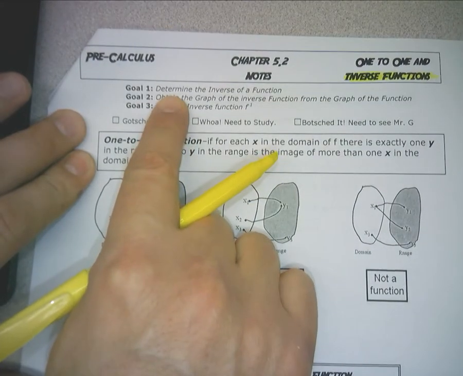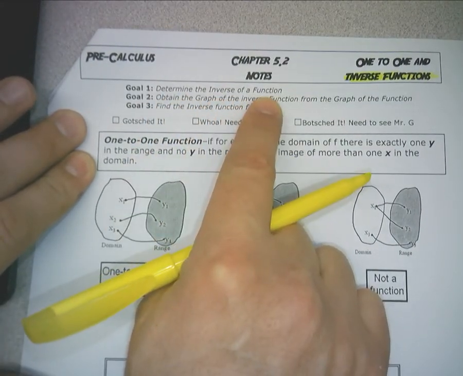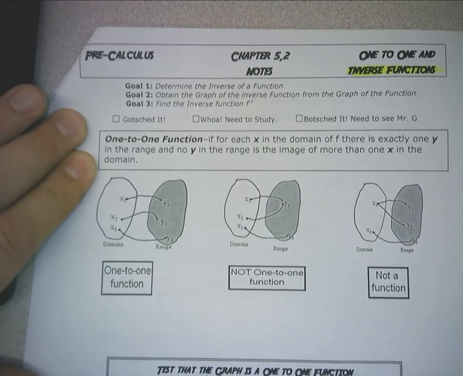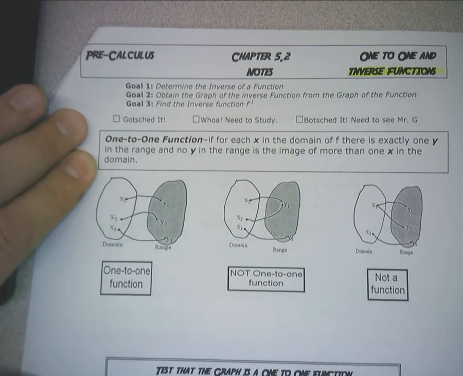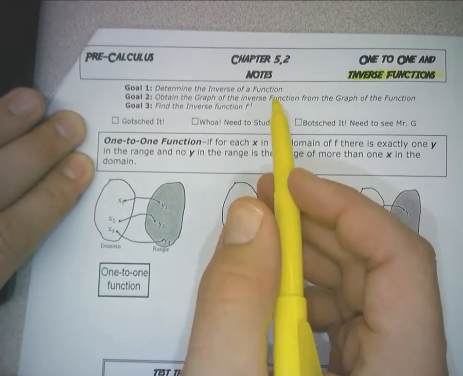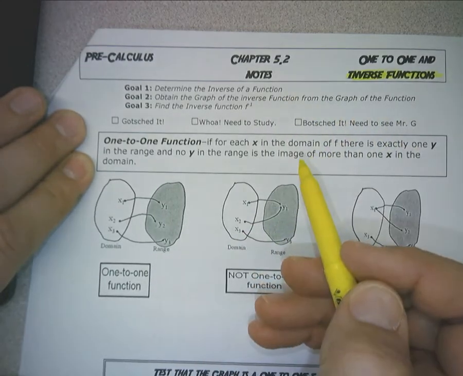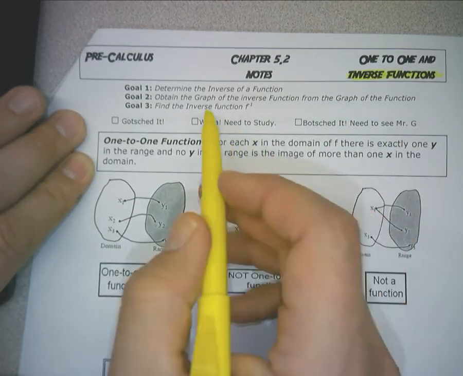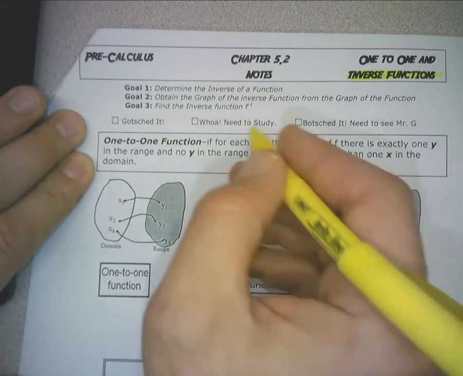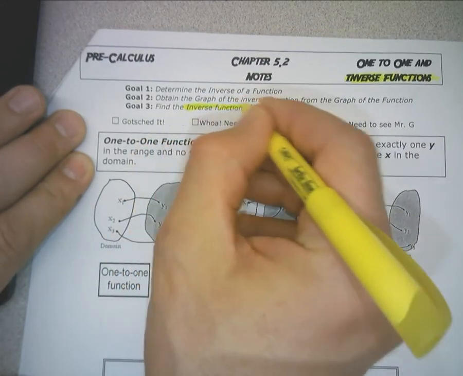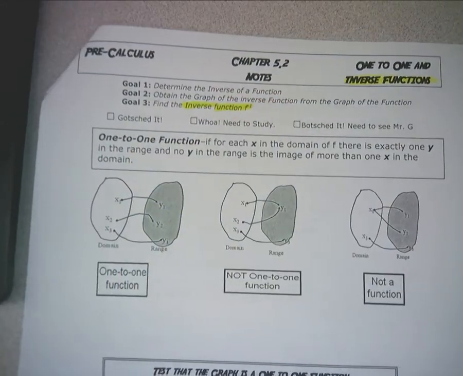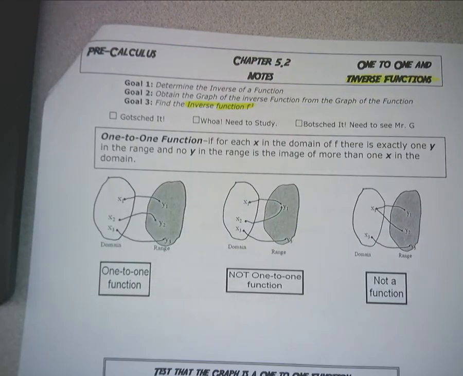So we have three goals today. Number one, determine the inverse of a function. For us to understand that, we have to understand what a one-to-one function is. We're going to obtain the graph of an inverse function from the graph of a given function. And then we're going to find the inverse. This is the big one. We're going to find the inverse of a function. That is denoted with a little f with a little -1 on top. Okay.